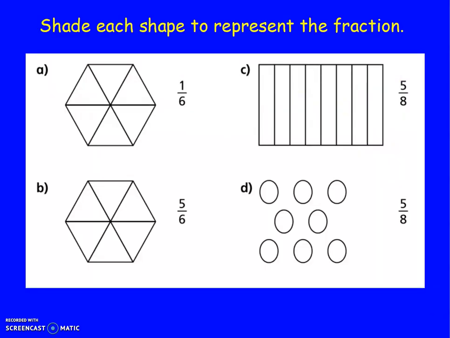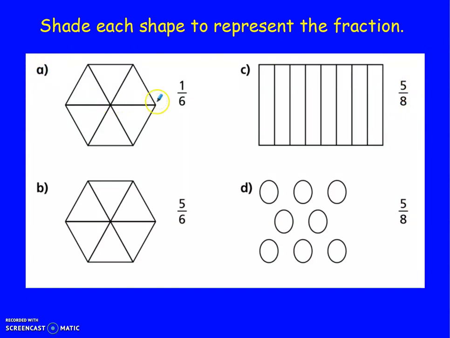I want you to have a look at this slide now and have a go at drawing at least 2 of them into your book. Use your ruler to make sure that your book is super neat. Okay, so I want you to do at least 2, and then you're going to shade the fraction next to the shape. Let's do the first one together.